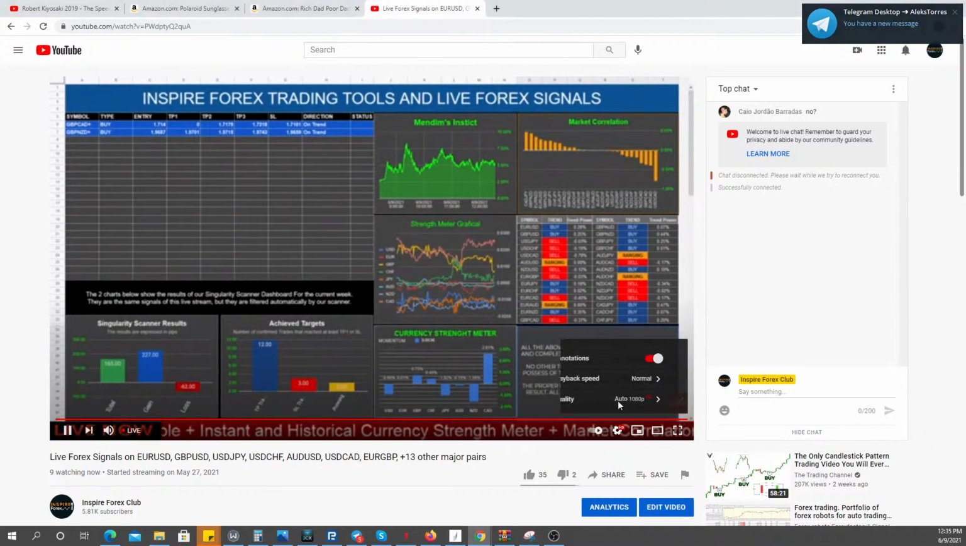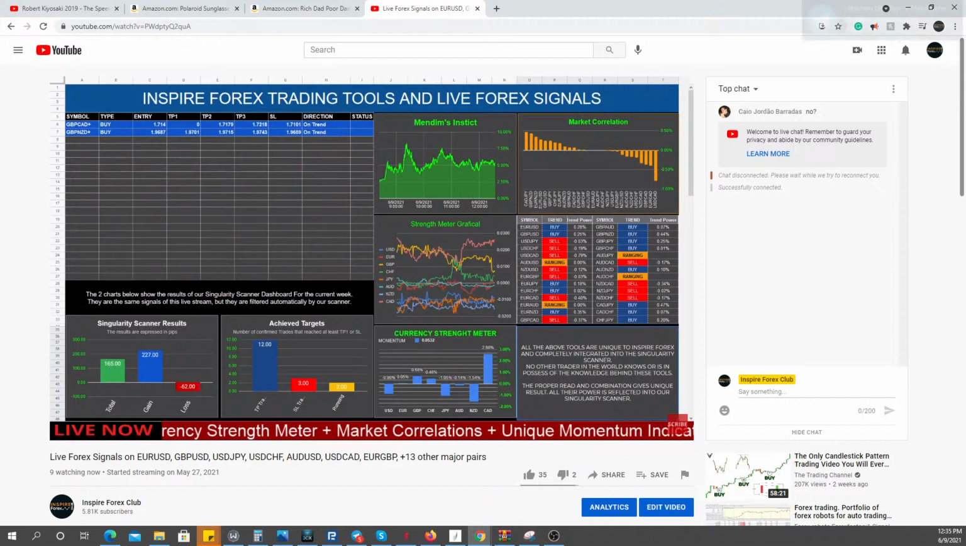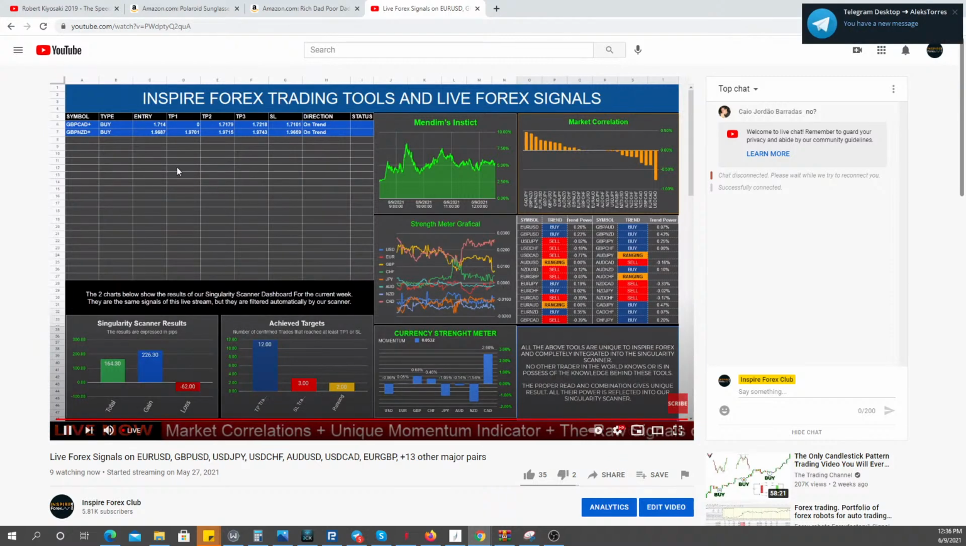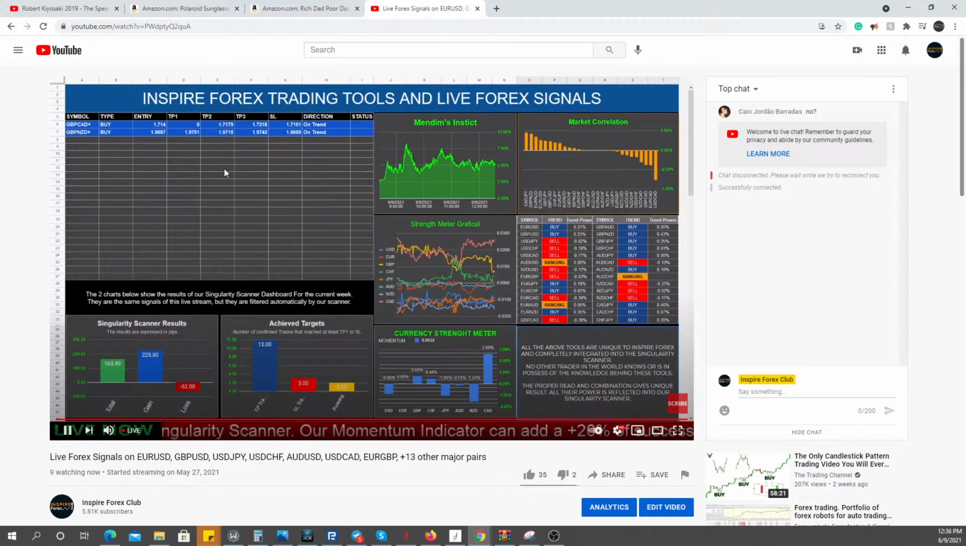Now, what is the difference between these signals and the ones that our scanner gives to the paid membership people? The difference is that all the filtering, and there are also other tools that we use, is made automatically in our Singularity scanner, while here it is not made. You have the raw signals and you have to filter them by using only these indicators that you see here.